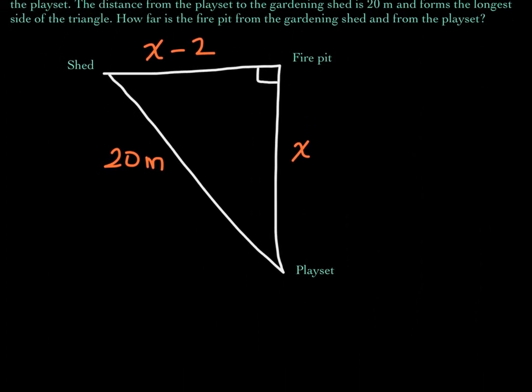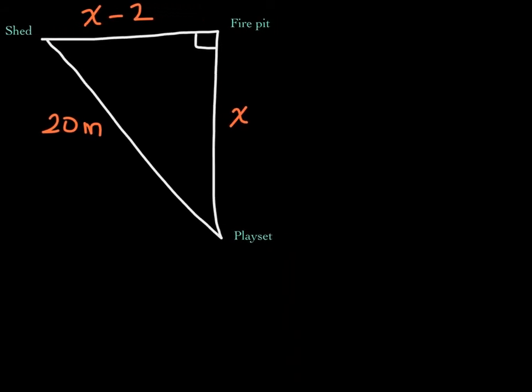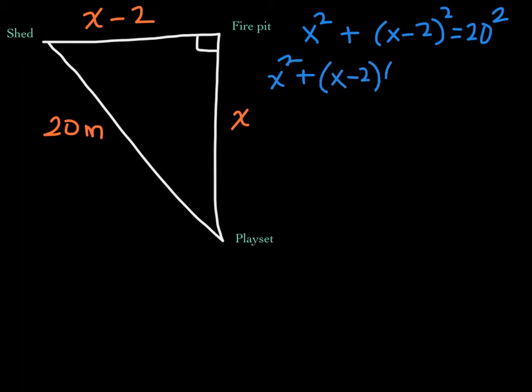All right, so we are going to use the Pythagorean Theorem again here. Let me move this over so I have some room to work this out. So what I'm going to do is use the Pythagorean Theorem to say x squared plus x minus 2 quantity squared must be equal to 20 squared. Remember, that's what the Pythagorean Theorem says. It says one leg squared plus the other leg squared gives you the square of the hypotenuse. And so what I'm going to do is write this as x squared plus, now we do know that x minus 2 squared means x minus 2 times x minus 2. 20 squared is 400.